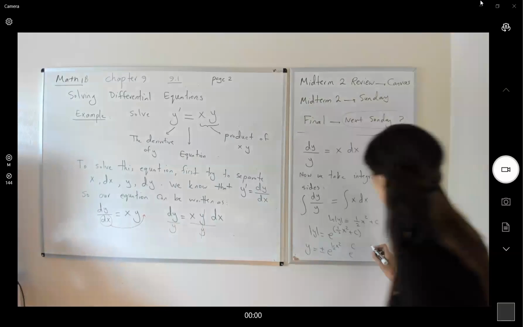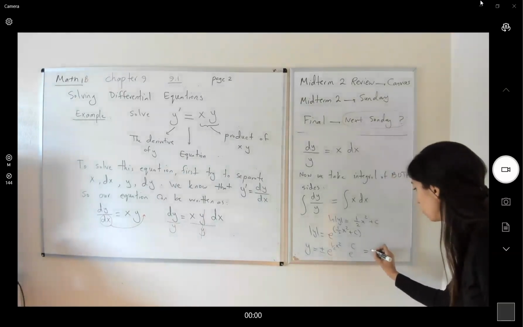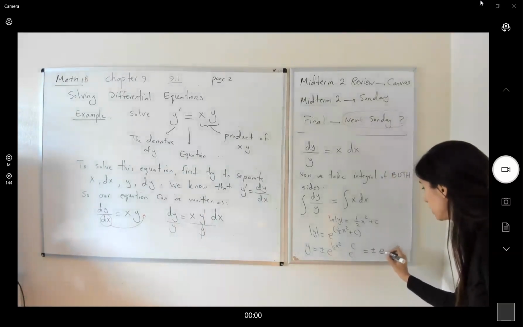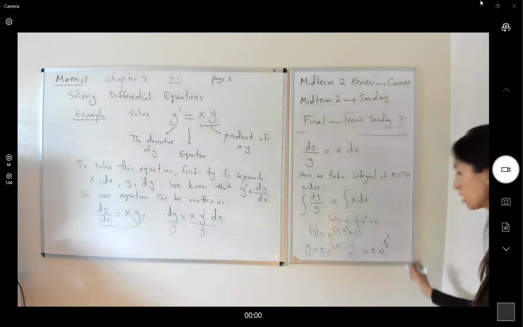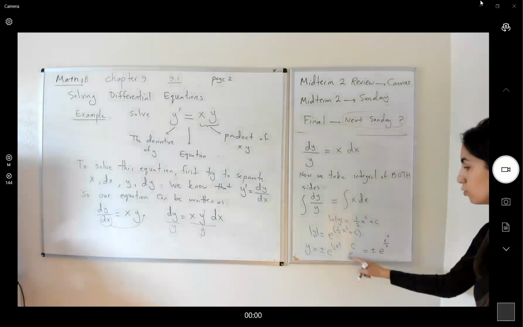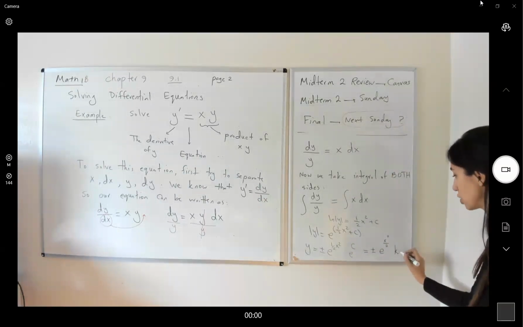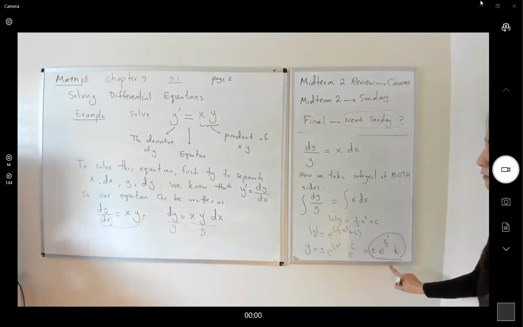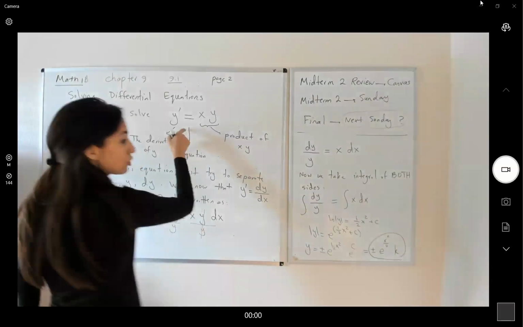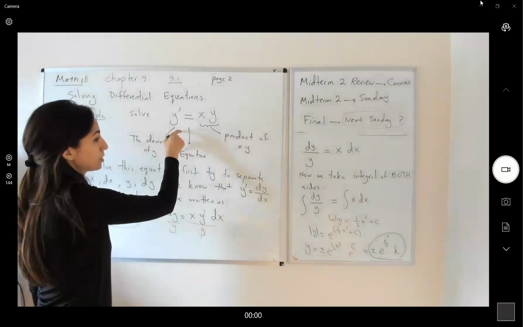eventually divide it this way. Y is equal to plus minus e raised to x squared divided by 2 times a new constant. They say e to the c is constant k, for example. So these are the solutions for this differential equation.